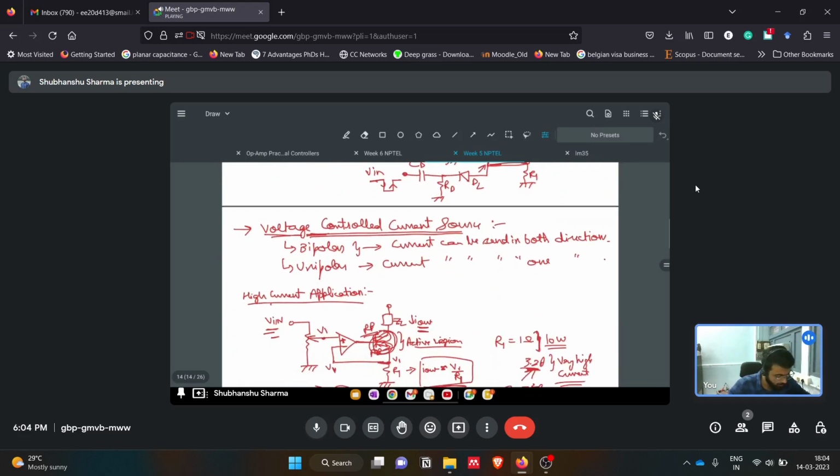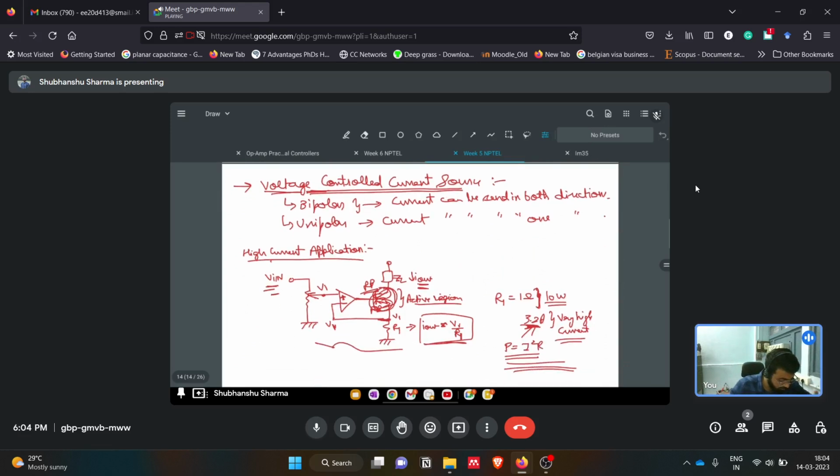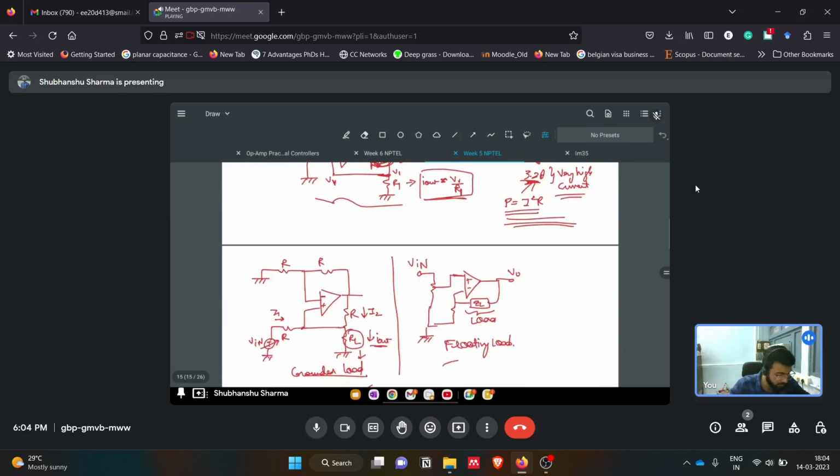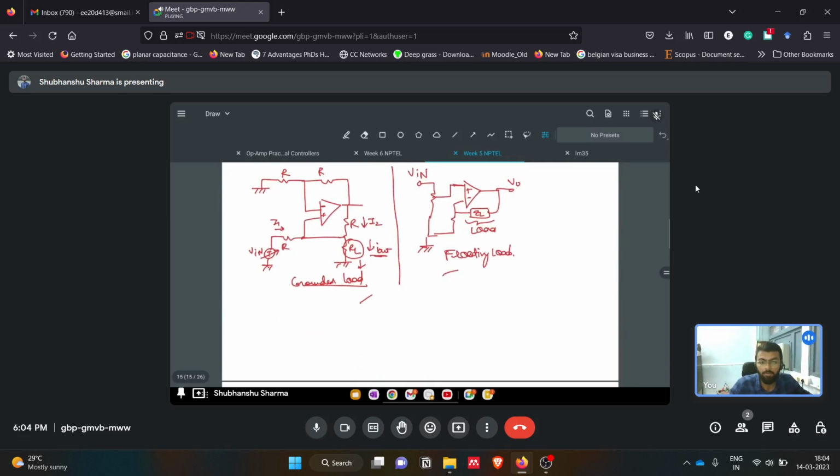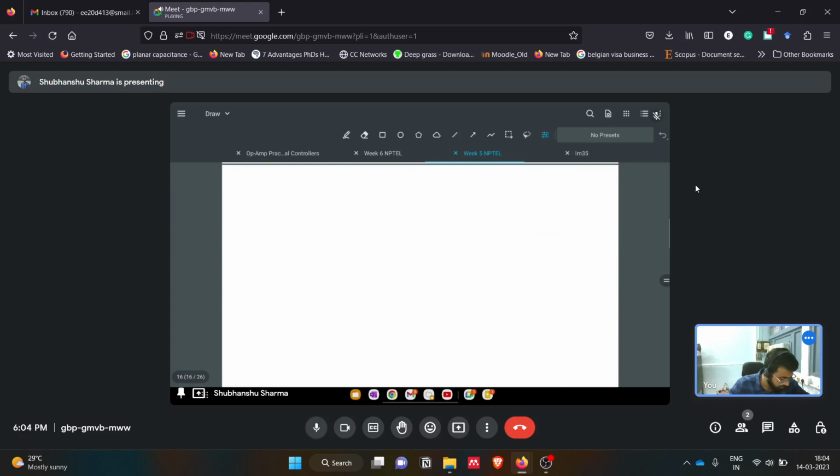Then we talked about the voltage controlled current source and how it can be used. We also saw its applications in high current and low current applications. We talked about grounded load, floating load, etc. Then we talked about the assignment questions and some extra questions.